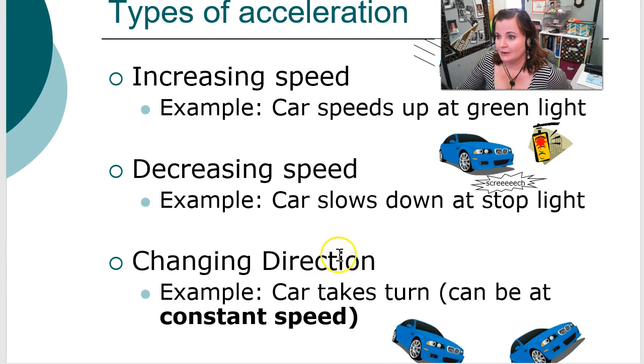Now some examples are, if a car sees a green light and speeds up, that's acceleration. If a car sees a red light and slows down, that's considered negative acceleration. It's also acceleration. Or if a car goes around a corner, it's considered a change in direction, which is also an acceleration. It may be traveling at a constant speed, but because it's changing its direction, it is considered acceleration.